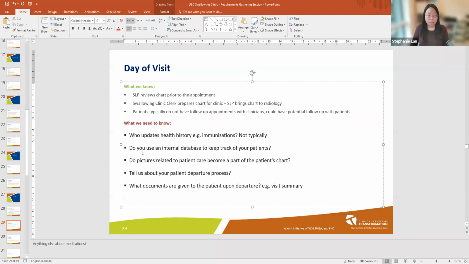All right. And do you guys have any databases to keep track of your patients? Yes, there's a spreadsheet. So right now it's just an Excel spreadsheet. Yep. And is it on G Drive typically? Yes. And would there be a possibility where pictures or images will be part of the patient's chart? Not typically. Okay.